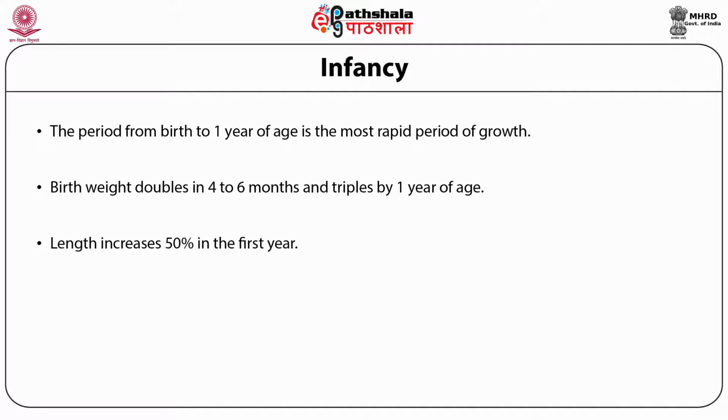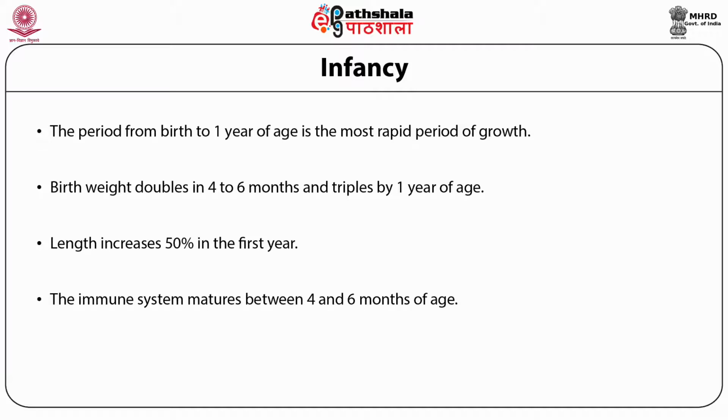So there is an enormous increase in the weight as well as in the length of an infant by 1 year of age. During the second year also that continues, but as compared to the first year, the percentage of growth declines, but it can be called a rapid growth in the second year as well. During the first year, the immune system also matures, by the age of 4 to 6 months.